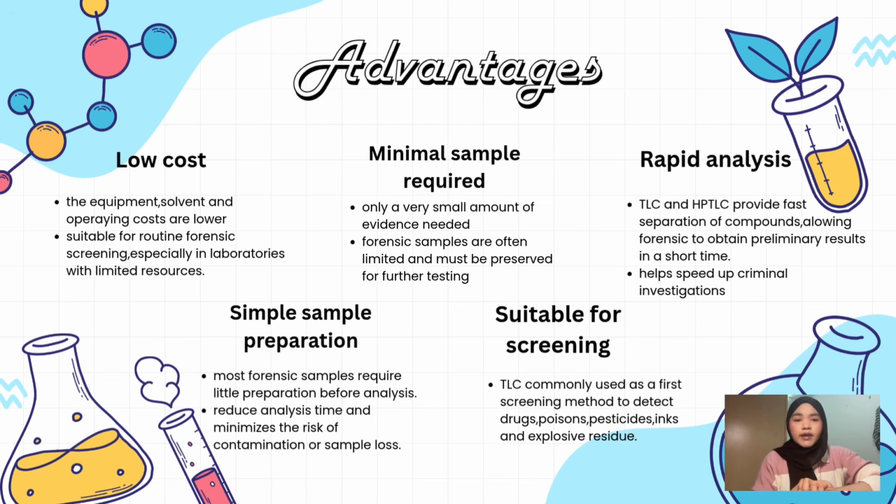It is commonly used as the first screening method to detect substances such as illegal drugs, poisons, pesticides, inks, and explosive residue. If a positive result is obtained, the sample can then be confirmed using more advanced techniques like GC-MS, which is gas chromatography mass spectrometry, or HPLC, high performance liquid chromatography.